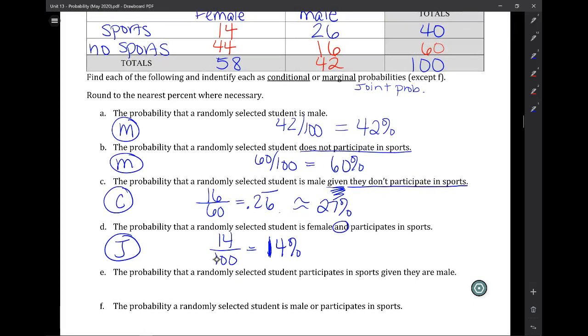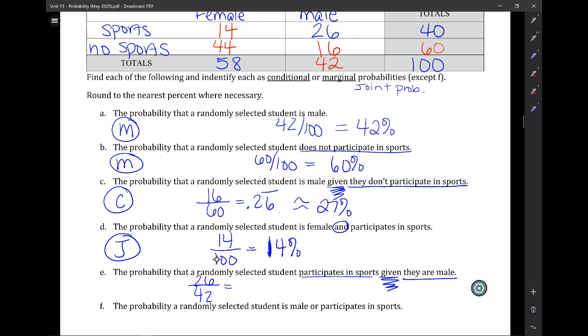The probability that a randomly selected student participates in a sport, here it is again, given they're male. So look in the male column only, and in the male column there are 42 total males. That's my denominator. And out of those 42, how many participate in a sport? It looks like 26 of them participate in a sport. So again, I would take out my calculator and divide those out.